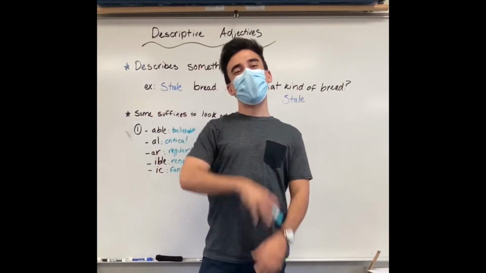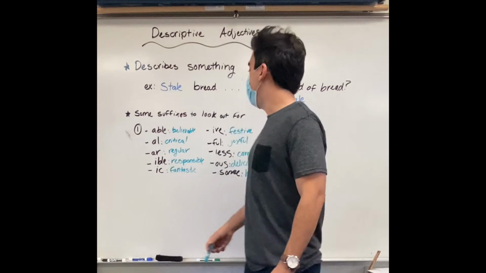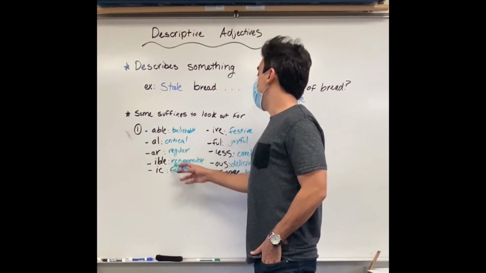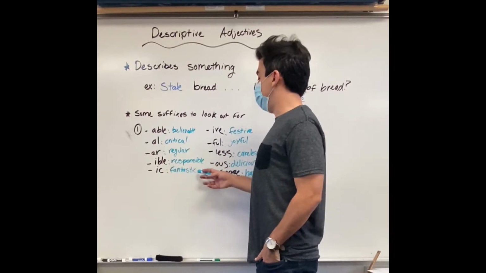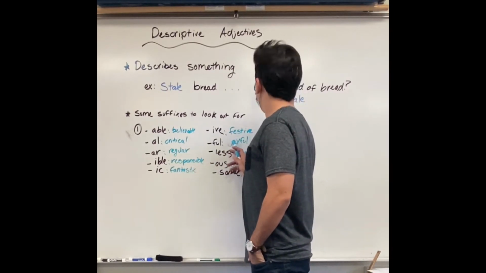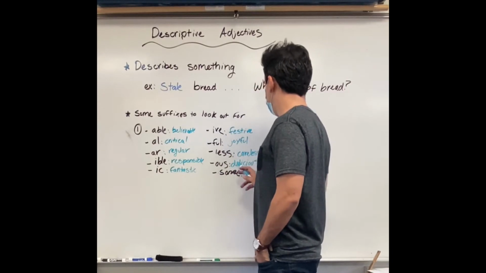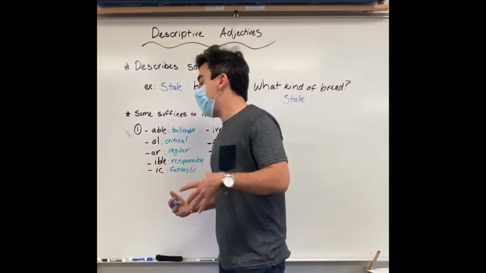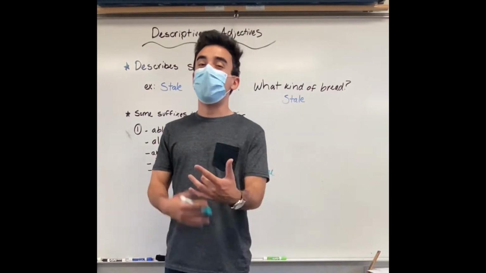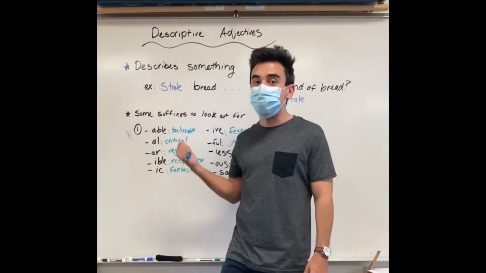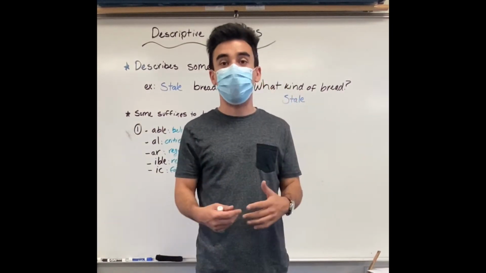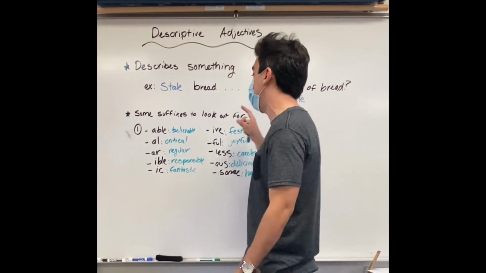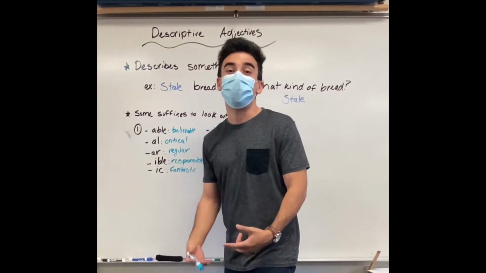We're back, and I came up with some examples to show you. I have believable, critical, regular, responsible, fantastic, festive, joyful, careless, delicious, and handsome. Those are my examples. Now, I want you to really make sure that you know this: not all of these suffixes are going to be descriptive adjectives. So make sure they are, okay? Don't just assume if you see these suffixes that they're going to be descriptive adjectives.